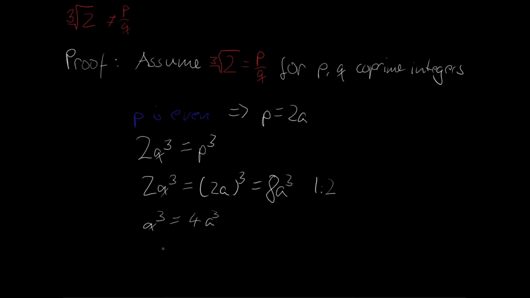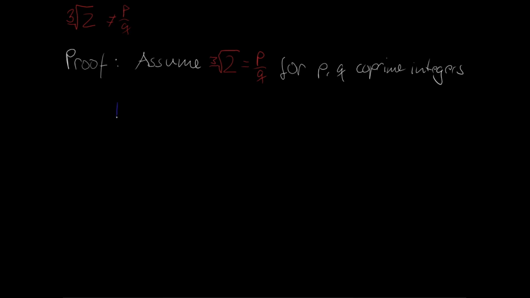This now implies that q to the third must be even as well, because it's 2 times something else, 2 times a to the third in this case, which also implies by the same logic as before that q has to be even. And now we have all the facts we need to show that this leads to a contradiction.